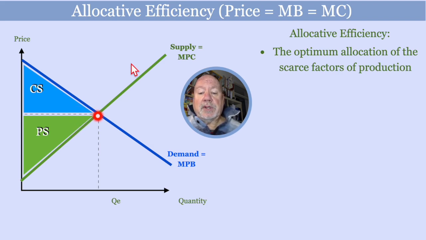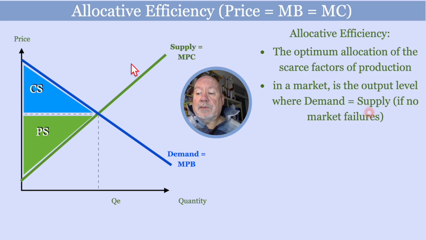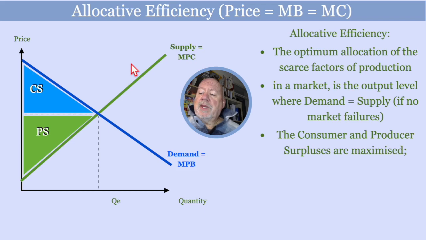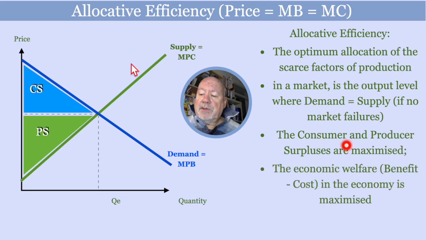So this is the point where, when the market stops there, you have got allocative efficiency. It's where demand equals supply. That is assuming no market failure, no externalities or something like that, okay? And you should stop there, and you shouldn't produce more because the extra cost exceeds the extra benefit. So the consumer and the producer surpluses are maximized. The welfare of the economy is maximized too.